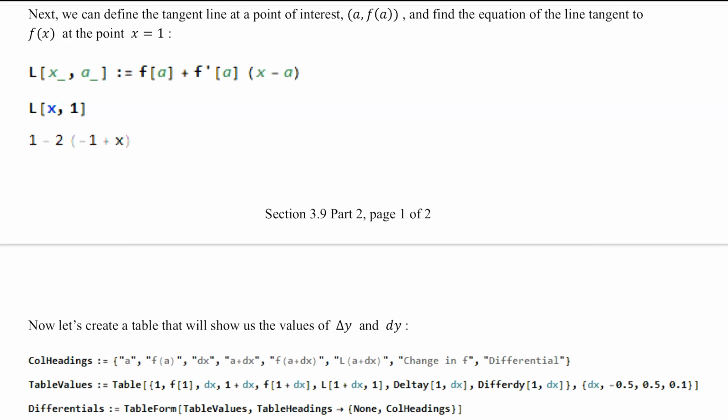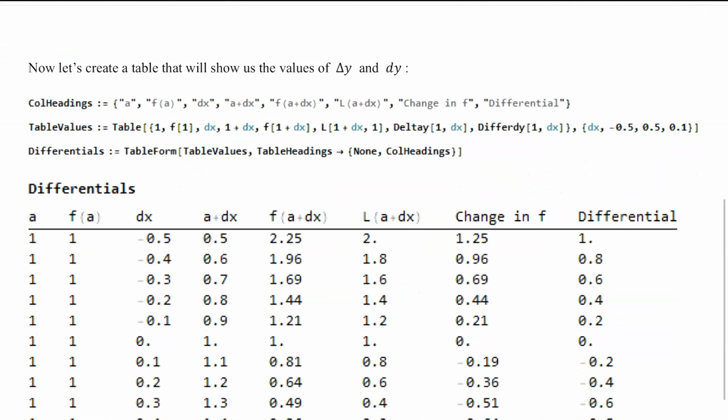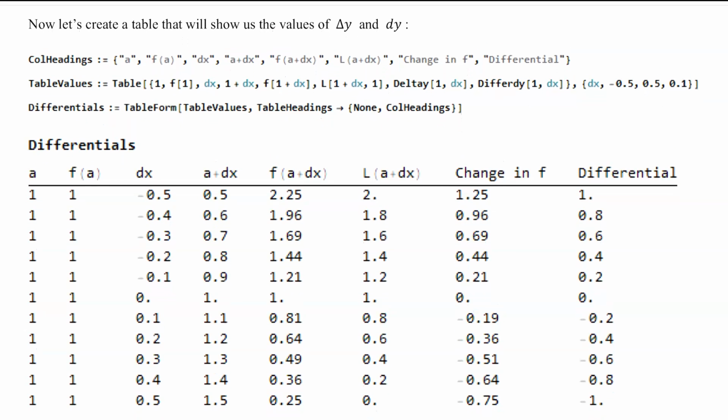So, for example, we define this capital L in terms of x and a, so we're going to get a function of x when we specify for a the x-coordinate of the point of tangency. So what we have here is the tangent line to our function f, that's x minus 2 quantity squared, at the point of tangency x equals 1. Or at the point, if we use both coordinates, 1, 1.